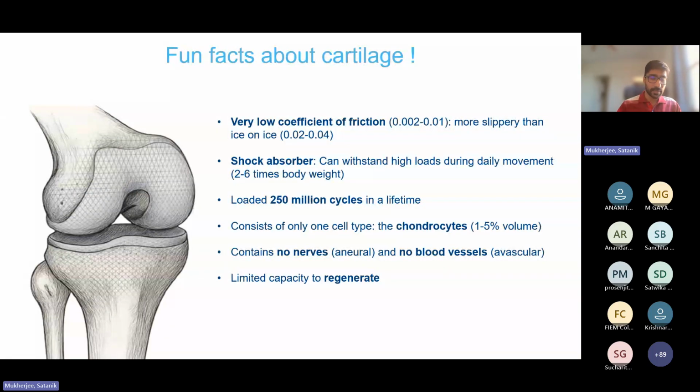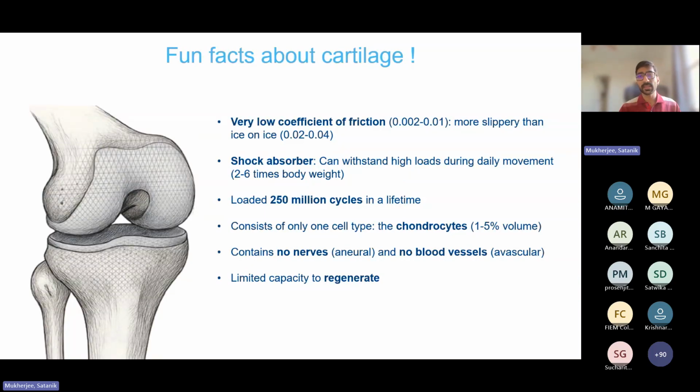And some other features, as I mentioned, cartilage has only one cell type, the chondrocytes. Another particular feature of cartilage, which is very unique as compared to all the other tissues in our bodies, is that cartilage does not have any nerves, neither does it have any blood vessels. So it's an aneural and avascular tissue. And because it doesn't have any blood vessels, it is very difficult for cartilage to regrow itself. So if cartilage is damaged by, say, a shock or a trauma, or in osteoarthritis, it is very difficult for cartilage to heal on its own.